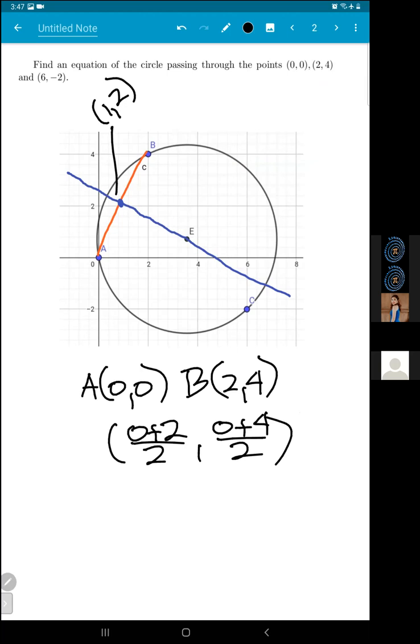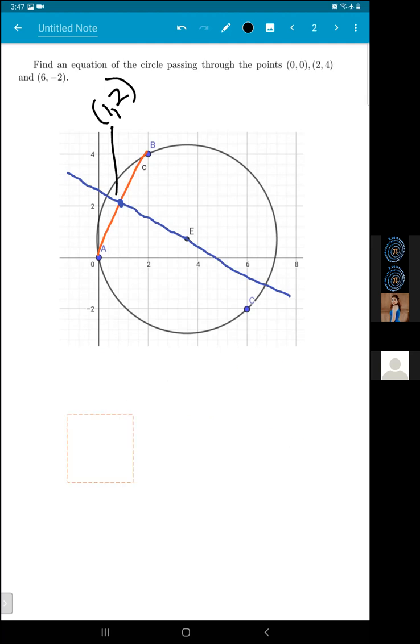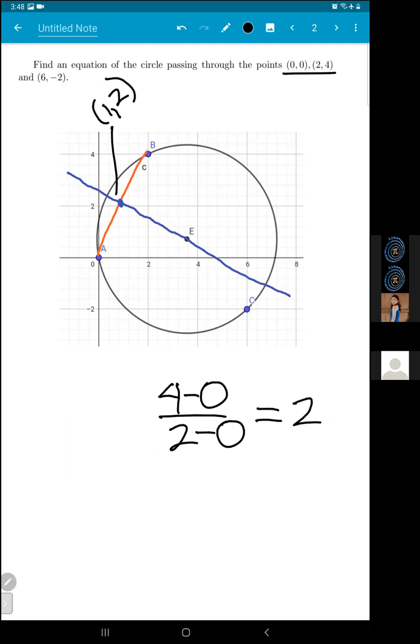And then next we get the slope of the bisector by first getting the slope of AB. Yun na nga, no? Yung AB. Y2 minus Y1 over X2 minus X1 gives us 2 as the slope of AB. The orange segment there has slope 2. Therefore, take the negative reciprocal, you get the slope of this one as negative 1/2.